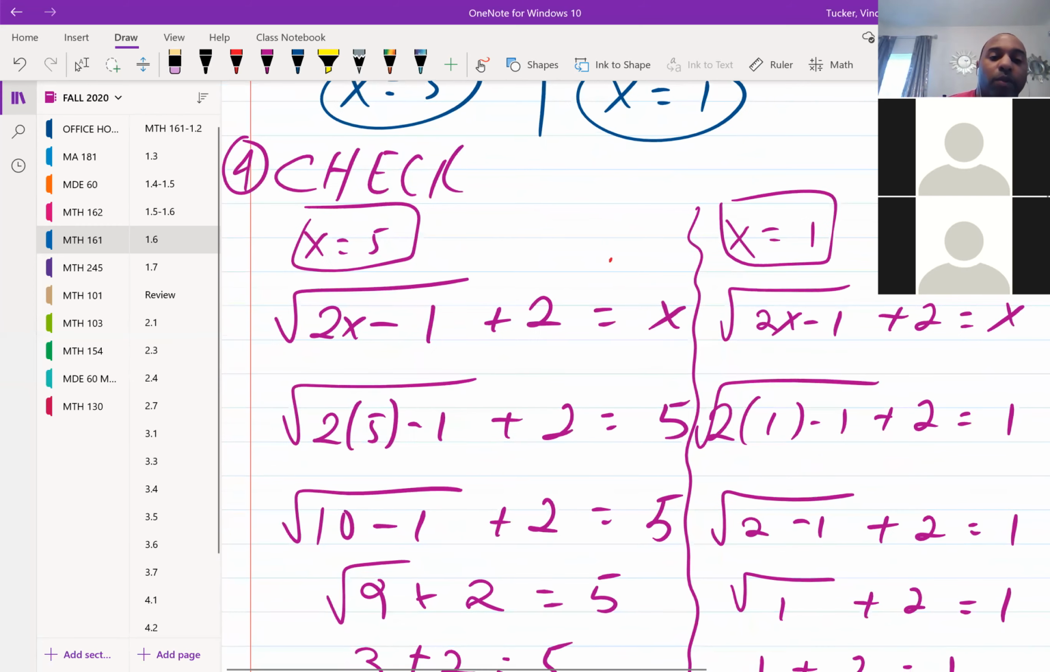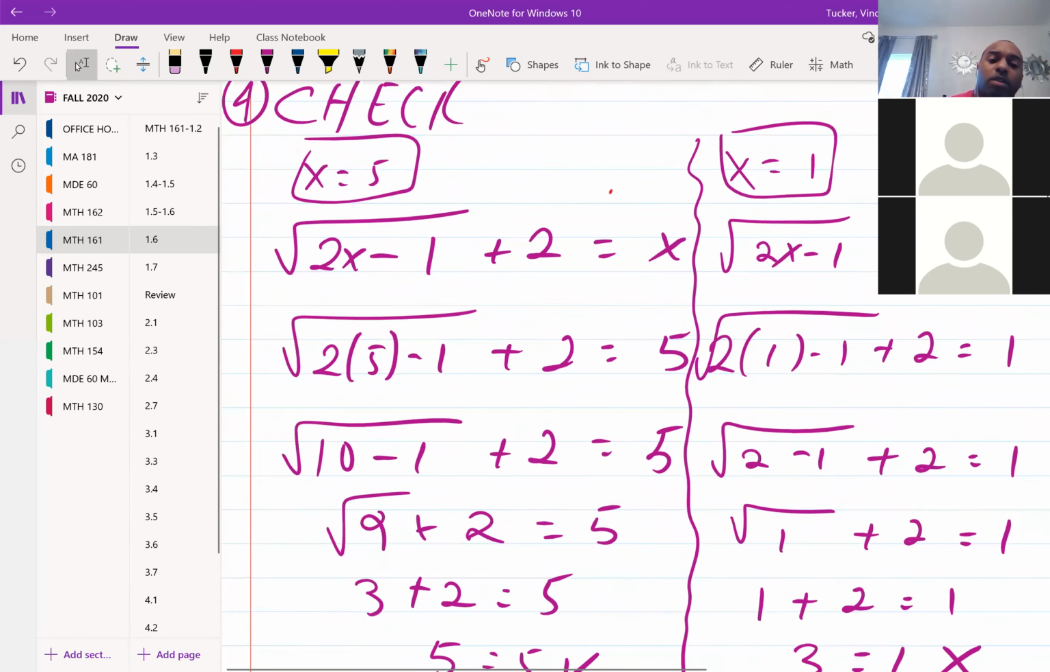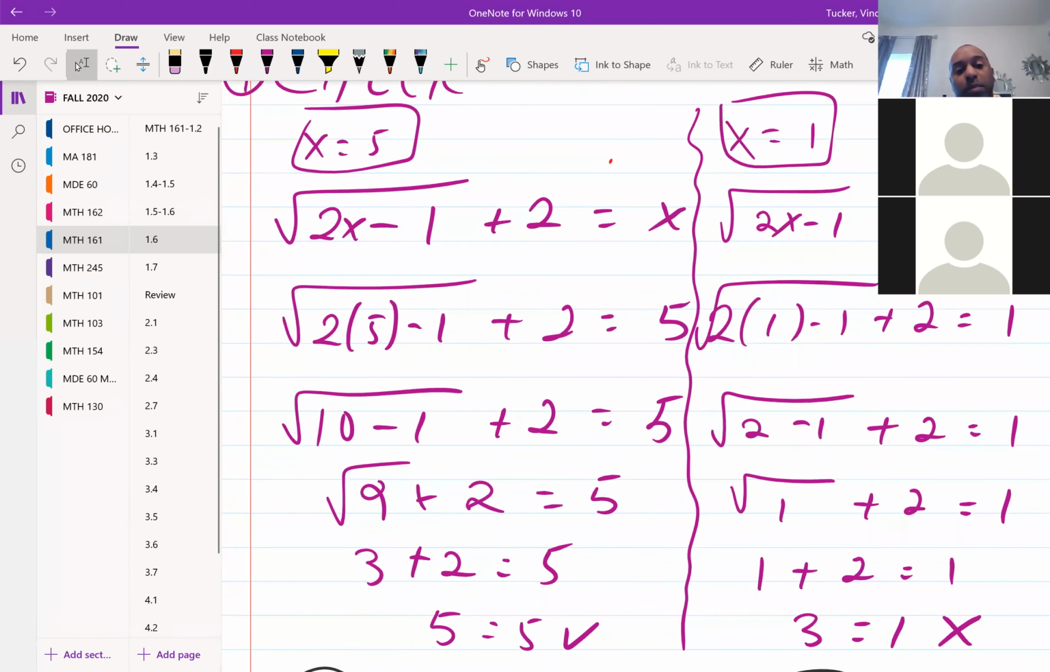And you see we have the square root of 2 times 5 minus 1 plus 2 equal to 5. Square root of 10 minus 1, square root of 9. That's 3. And 3 plus 2 is equal to 5, so that checks out. And then when you plug in 1, you do the same thing. Then you have 2 times 1 minus 1 under the radical. 2 minus 1 is 1. Square root of 1 is 1. And that's 1 plus 2, which is 3. And you see 3 equal to 1.